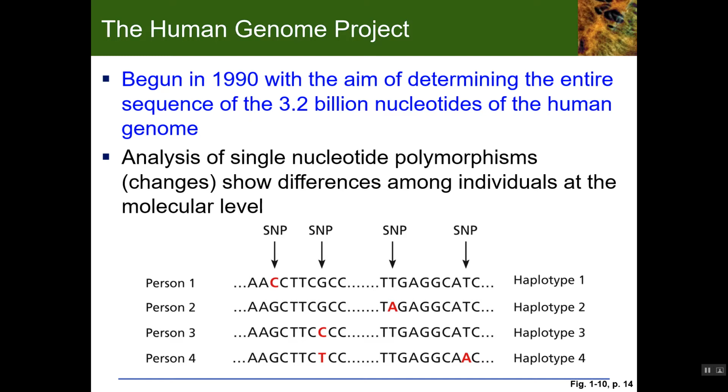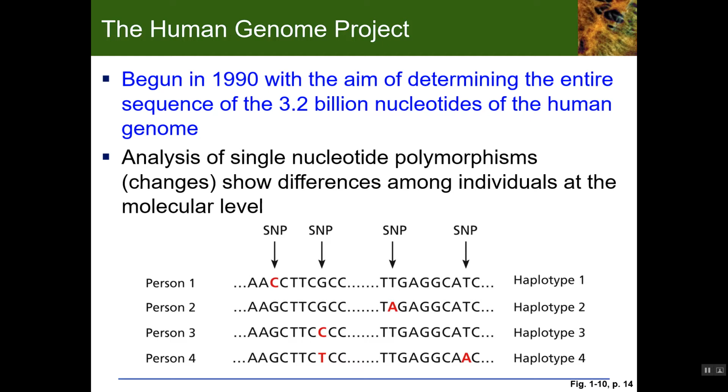The Human Genome Project began in 1990 with the aim of determining the entire sequence of the 3.2 billion nucleotides of the human genome. This was quite an undertaking, and through the development of computers and PCs in the early 1990s, the Human Genome Project was actually able to complete a little bit early, if I'm correct. I believe I am.